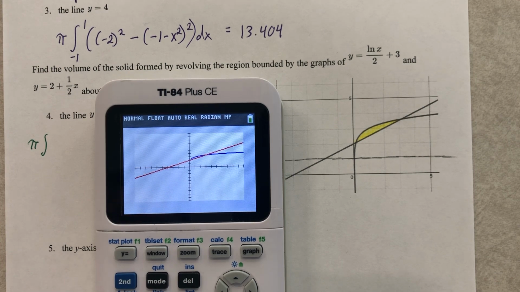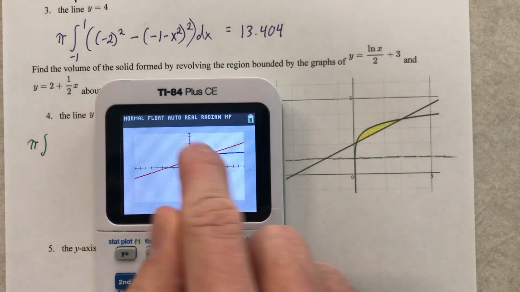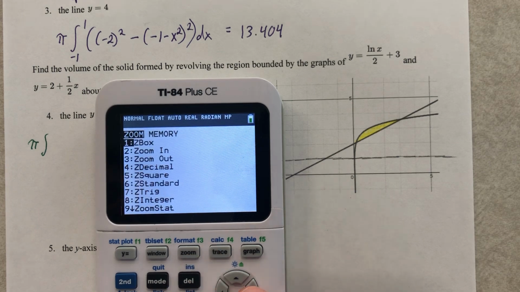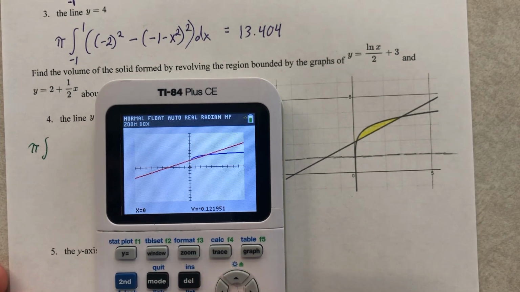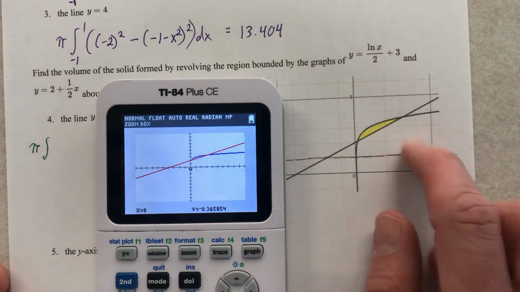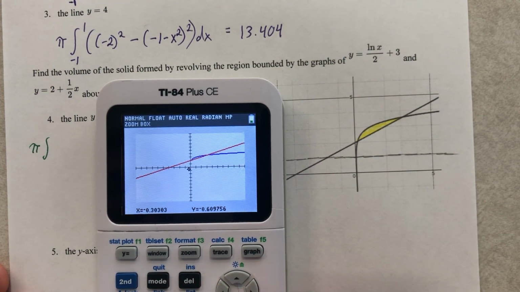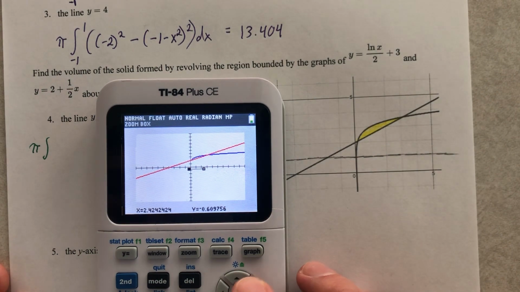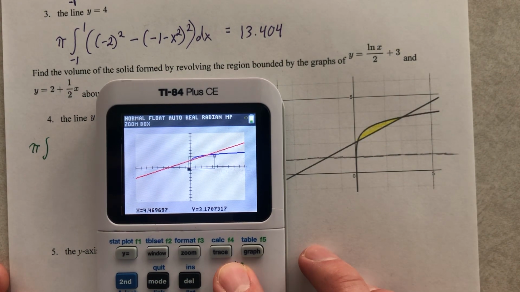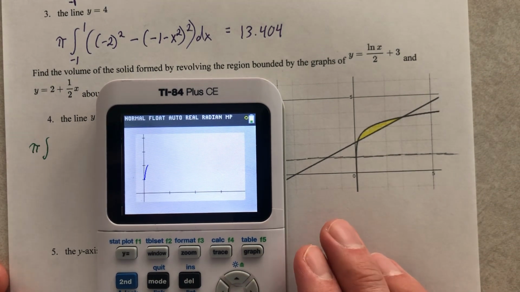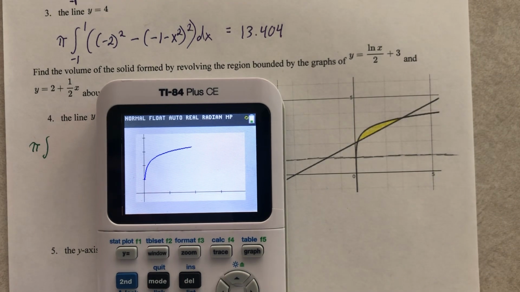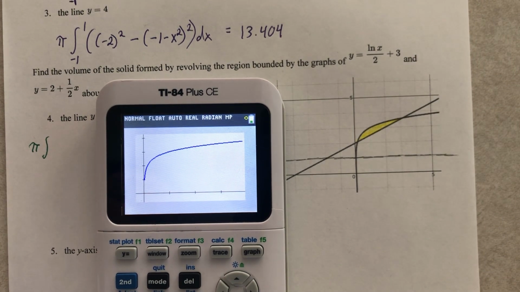It might behoove us, I love that word, it might behoove us to adjust our window a little bit. So I'm going to press zoom, and I'm going to do something I don't do much. I'm going to zoom box, which will kind of make it look a little more like what I see here. So the lights just went out in this room. I've been sitting still for so long, doing math problems. There we go. And this is going to help me find those points of intersection.